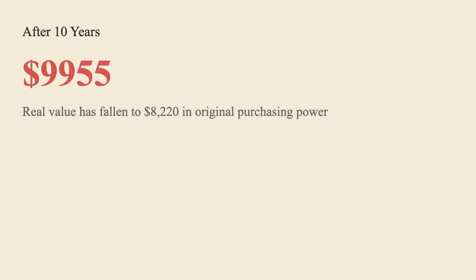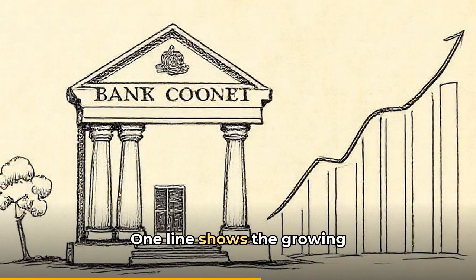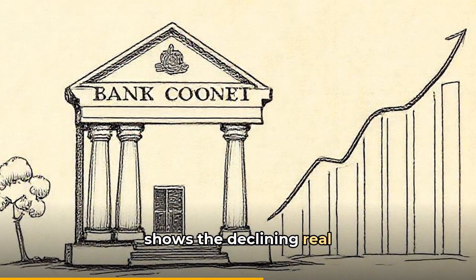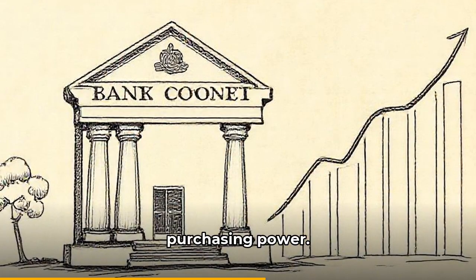After 10 years, the nominal balance reaches $11,046, while the real value has declined to roughly $8,220. The animation displays two lines moving in opposite directions. One line shows the growing nominal balance, and the other shows the declining real balance measured in constant purchasing power.